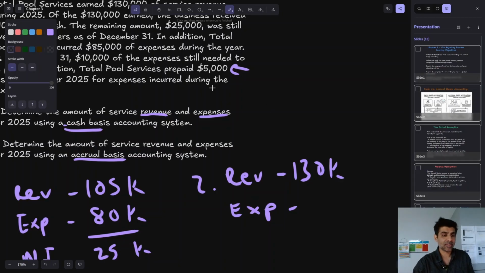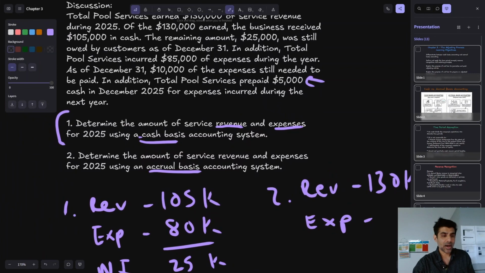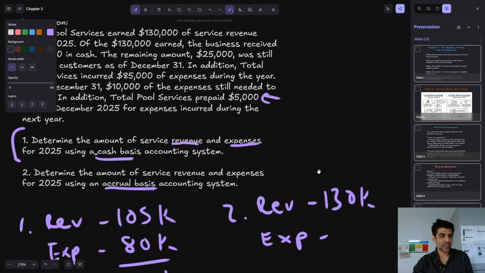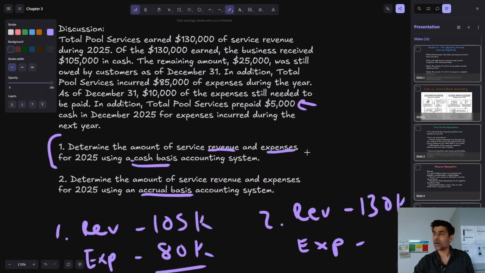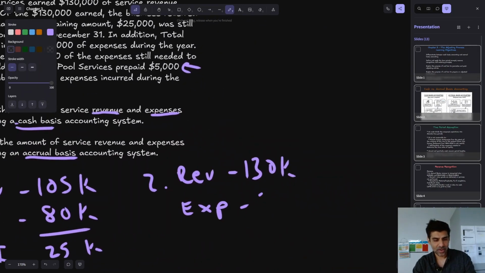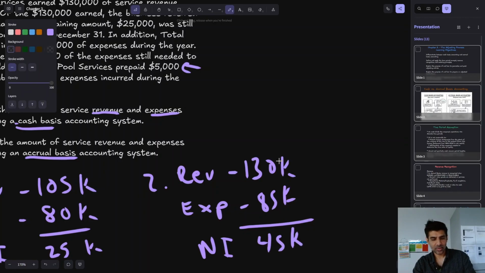But for now, yes, this prepaid expense is an asset. We're not going to expense it under accrual. So all we have is this 85,000 of actually incurred expenses. So we'll put 85,000 here. Now what is my net income? 15 plus 30 is 45,000, right?